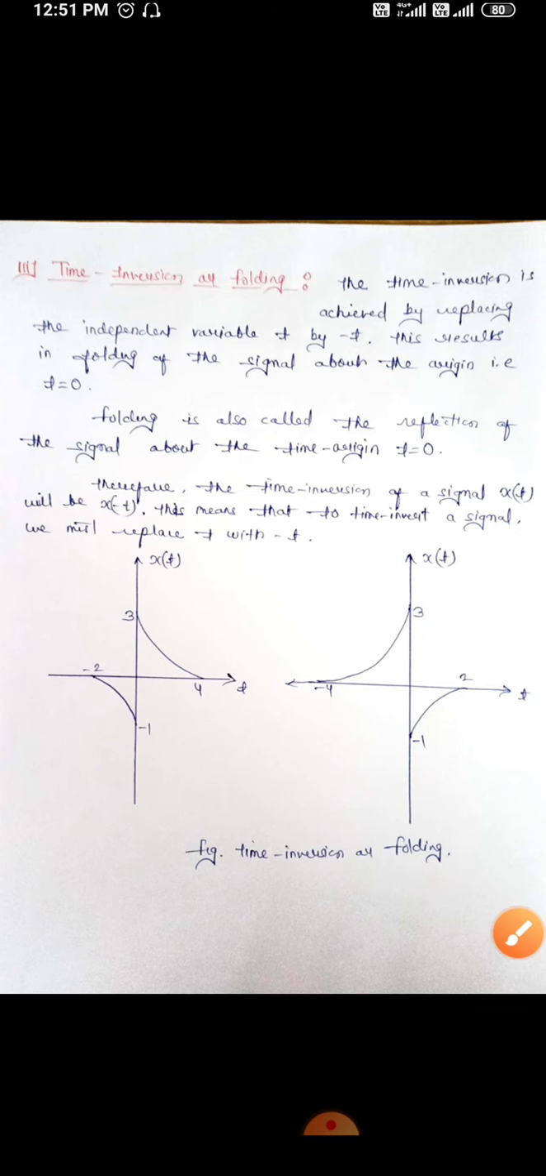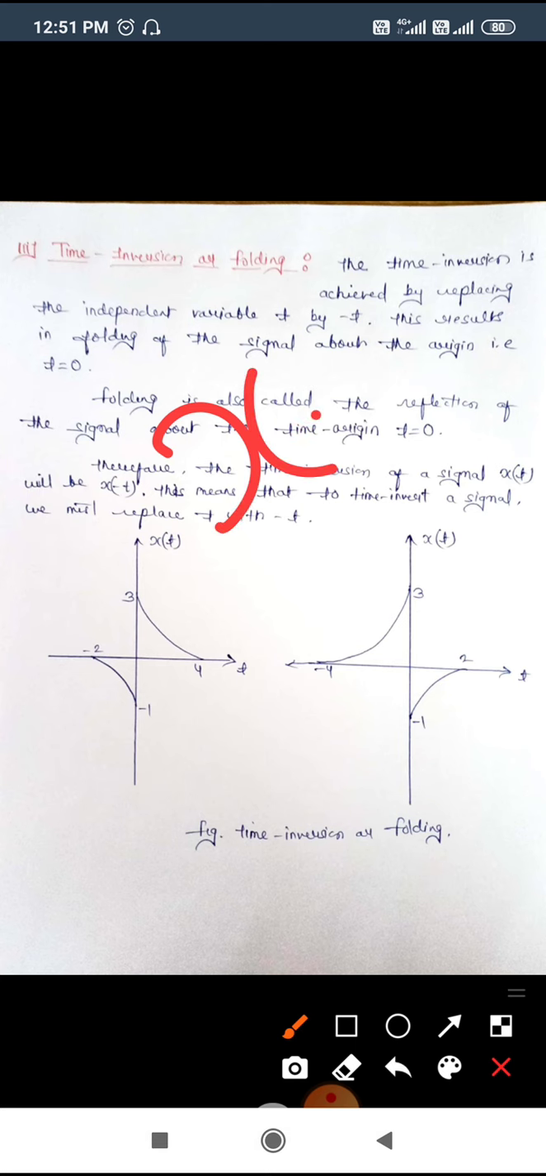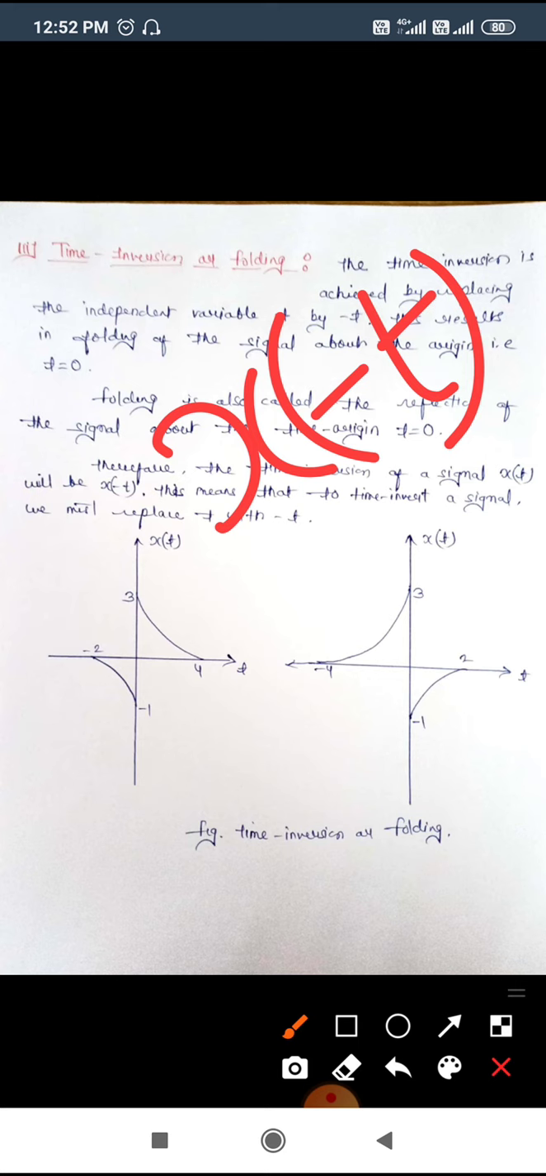Therefore, the time inversion of a signal x(t) will be x of minus t. If you want a manipulation technique which is time inversion, then simply replace t by minus t. That means whatever be the positive value, it will go to the negative value, and the negative value will go to the positive value.